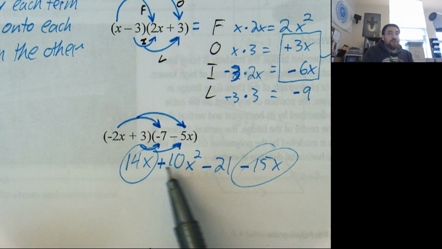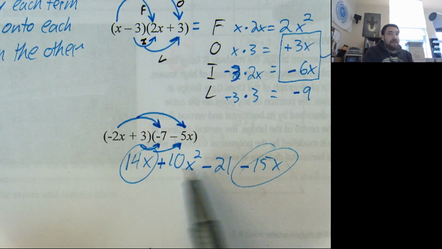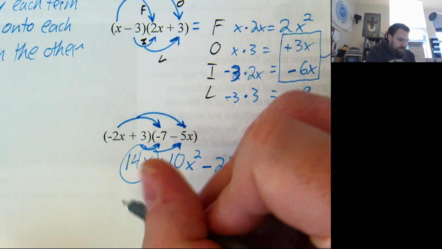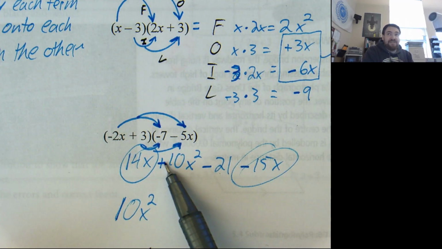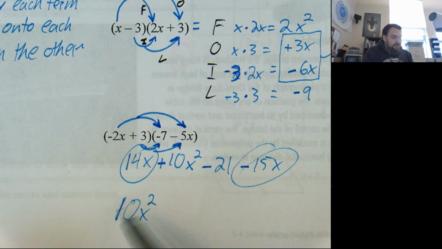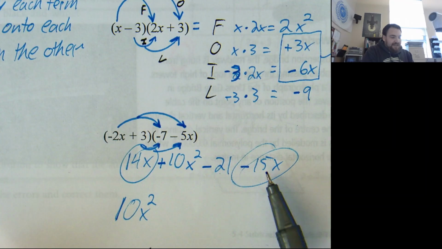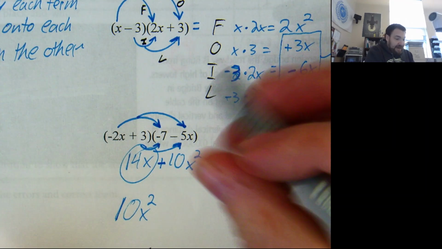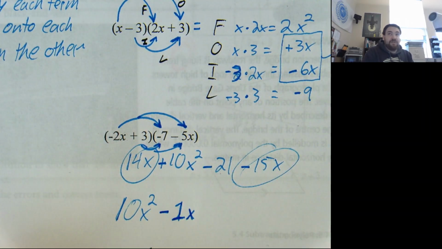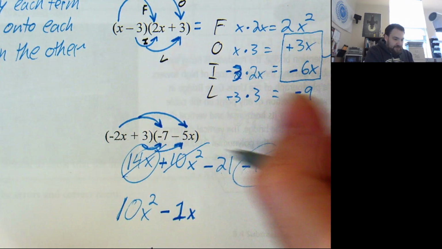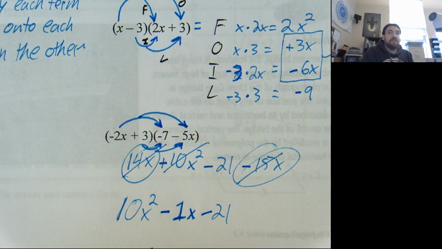In the correct order, the first thing that gets listed is, we go with the biggest degree, and so that's going to be the 10x squared. So we're going to get 10x squared. It was positive. I don't need to write the plus sign up front. Now, what is 14x minus 15x? Negative x, or negative 1x. If you'd like to put the 1 in there to help you make sure you're understanding it, feel free. This is the next biggest degree. And then the last piece is minus 21, and you're done.